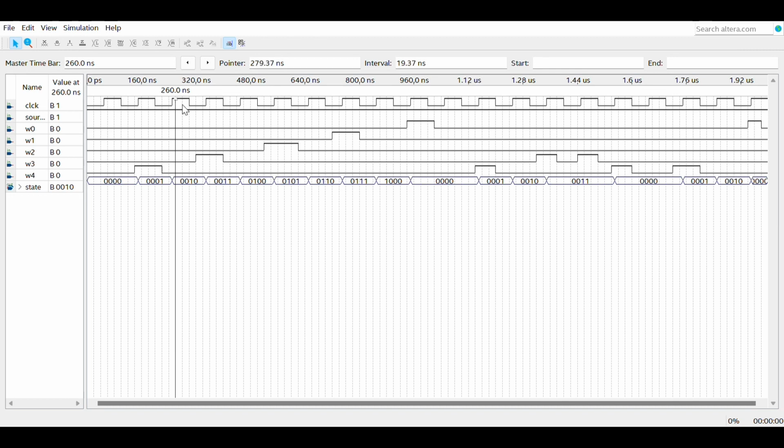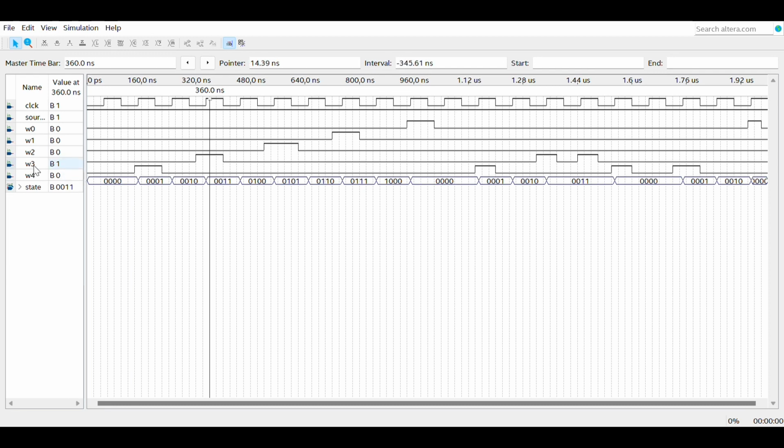Clock 3, I do nothing here. So nothing here will make me transition to state 2, right? State 2. Yes, 0, 0, 1, 0. And next, clock 4. Clock 4, I put the input as W3.